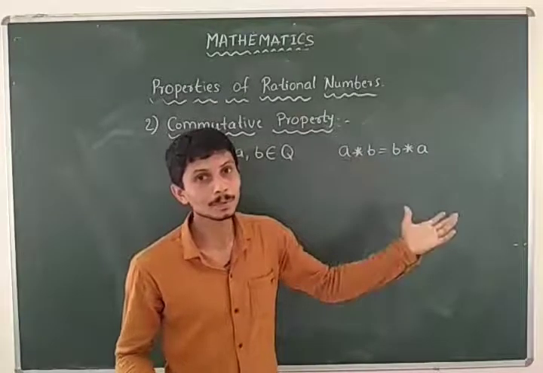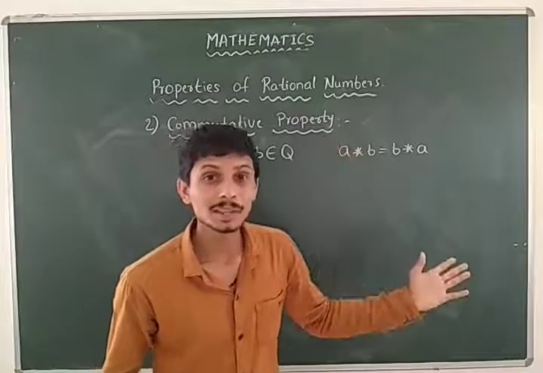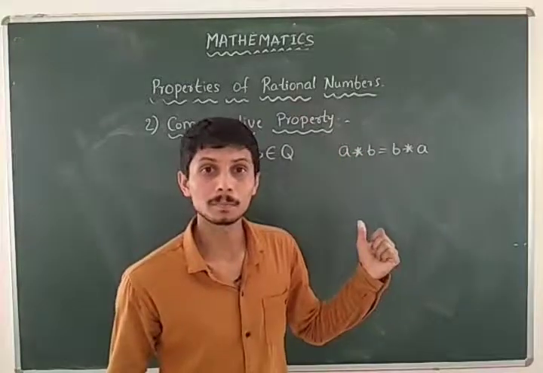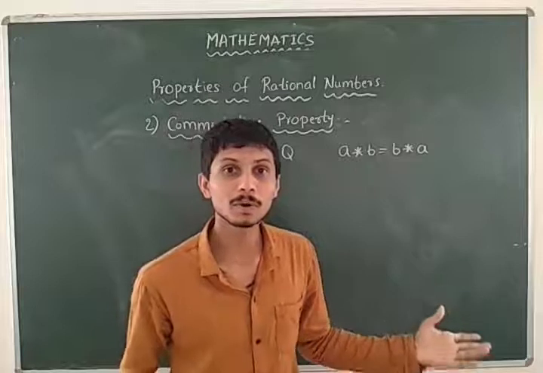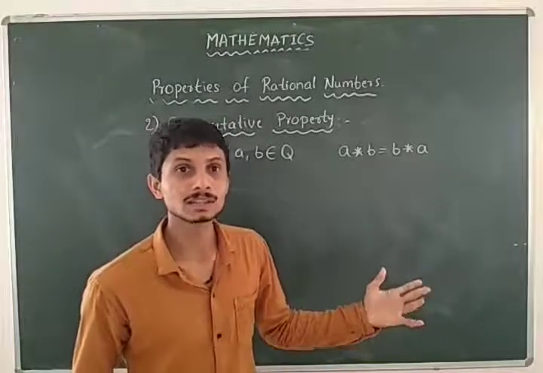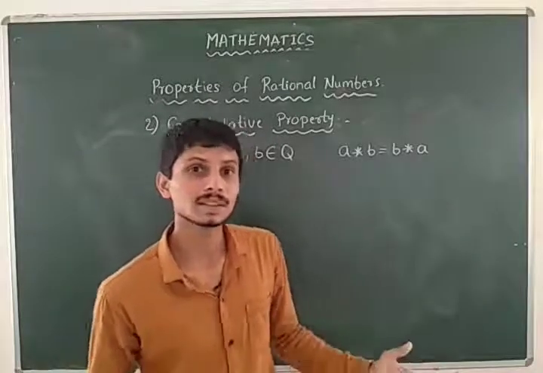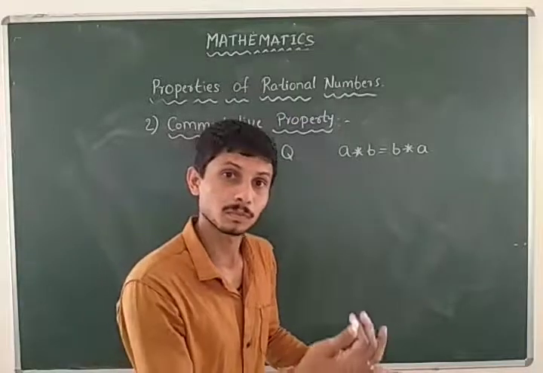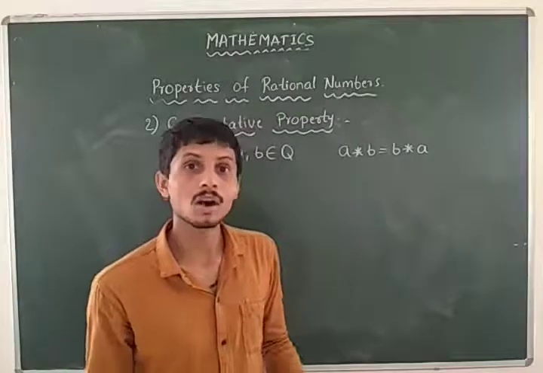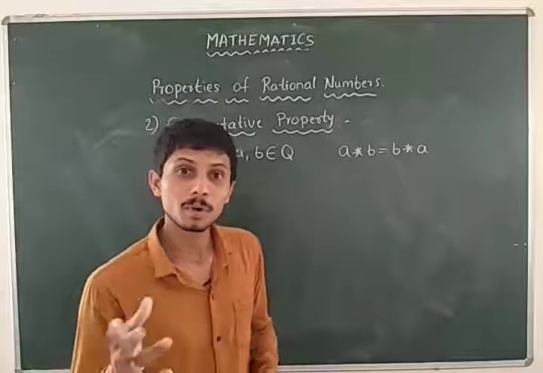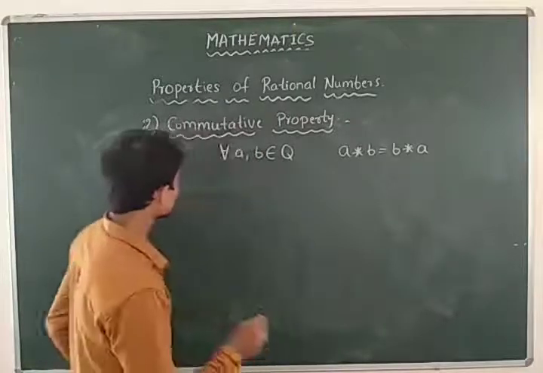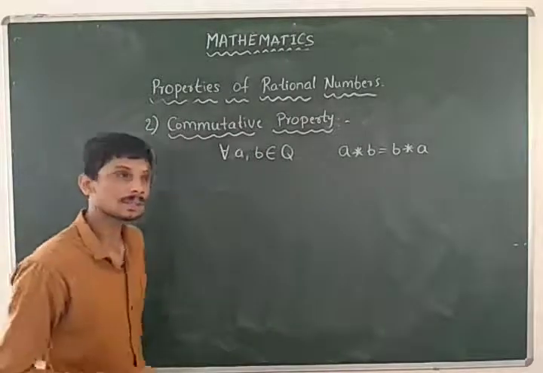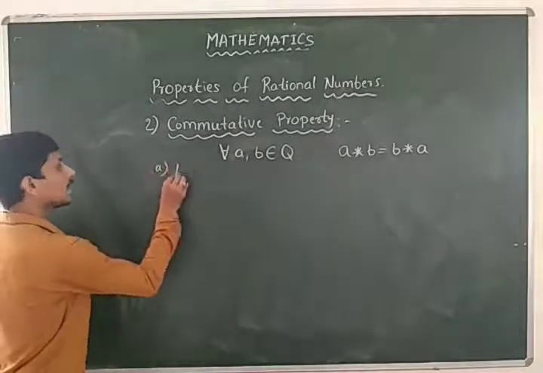For proving, we have to take two numbers from the rational number set and perform some mathematical operation. After that we check whether both results are equal or not, and whether the result is in the form p by q or not. Let us take one mathematical operation, that is addition.